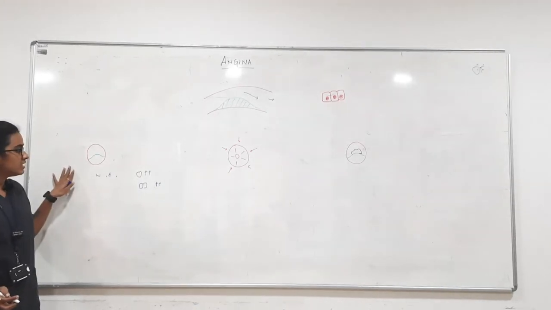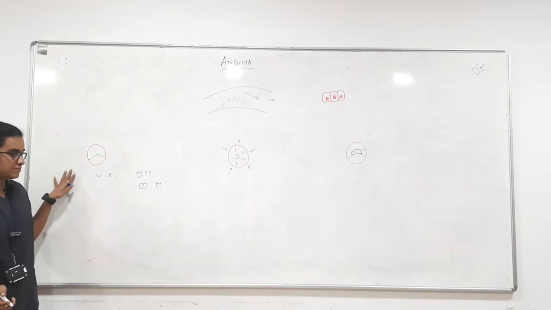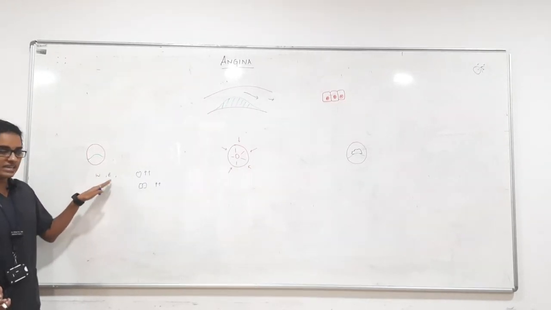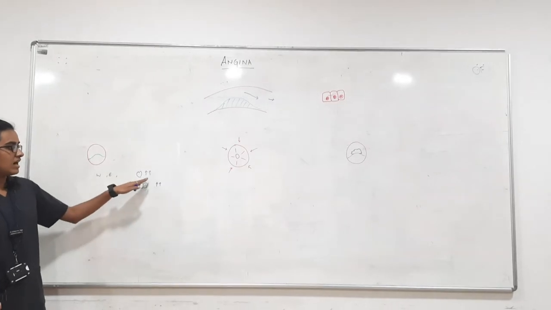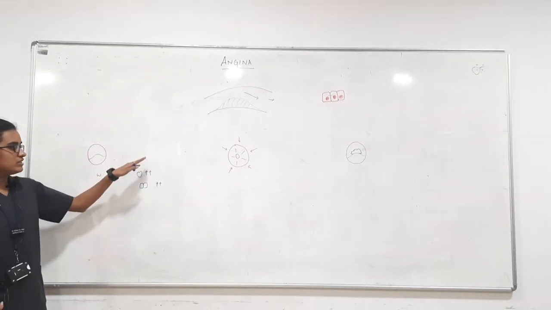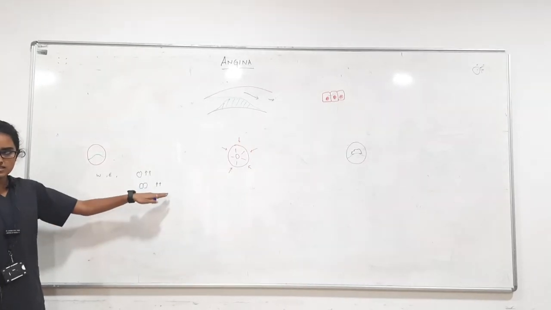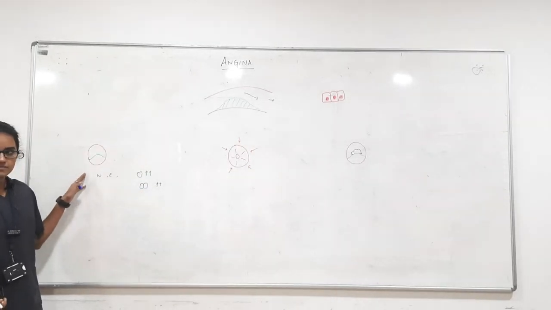This is in the case of stable angina, where you have to exert force like walking, exercise or other things, so that their heart function increases, which leads to increased cardiac output, decreased oxygen supply, increased oxygen demand, and causing chest pain.